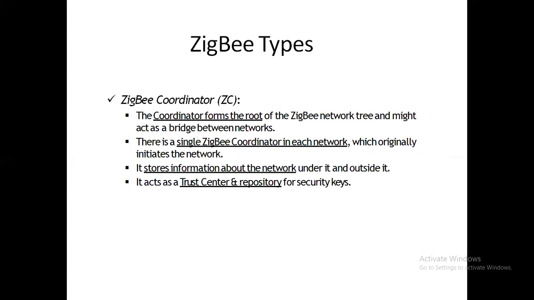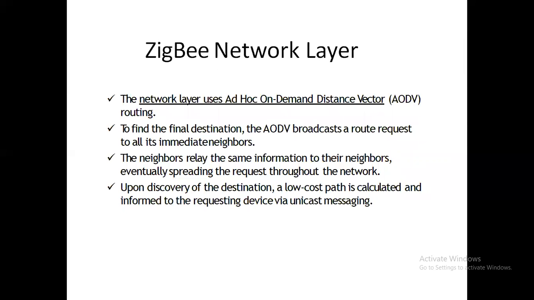Zigbee coordinator. These are similar points to those before, like storing information on the network, a single Zigbee coordinator in each network, and the coordinator forms the root of the Zigbee network tree. These all come under Zigbee coordinators. So the network layer under Zigbee uses Ad hoc On-demand Distance Vector, AODV. To find the final destination, AODV broadcasts a route request to all of its intermediate neighbors. The neighbors relay the same information to their neighbors, eventually spreading the request throughout the network. Upon discovery of the destination, a low-cost path is calculated and informed to the requesting device via unicast messaging.